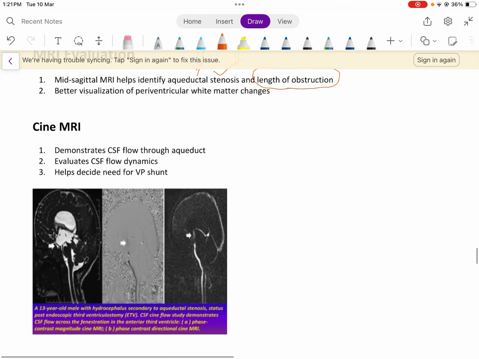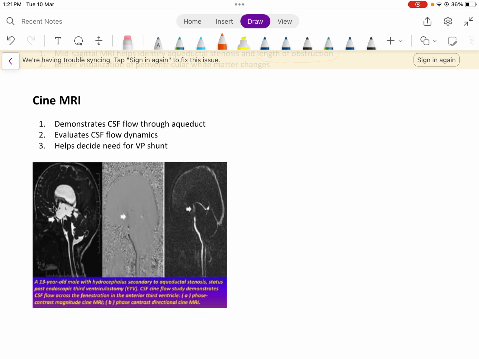Now cine MRI you can do. It is going to demonstrate the CSF flow through the aqueduct. It is going to evaluate the CSF flow dynamics. It is going to help decide the need for a VP shunt. So you may have to do a VP shunting. I'll tell you about that later. Basically this is a flow kind of MRI. You can visualize a flow. It is going to demonstrate the CSF flow.